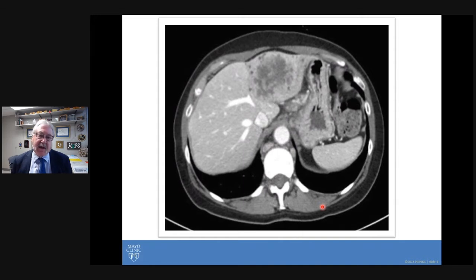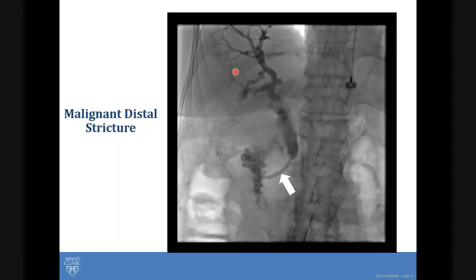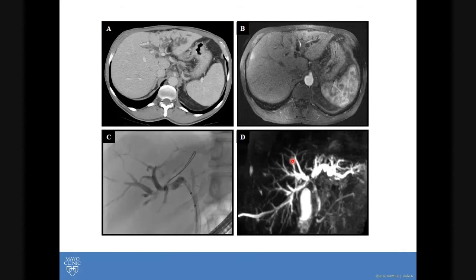This is a CT scan of a representative patient with intrahepatic cholangiocarcinoma. You'll realize this is an intrahepatic mass. This is a patient with a distal cholangiocarcinoma. One can see the obstruction of the common bile duct with a stricture here and the presence of a stent. And this is perihilar cholangiocarcinoma.